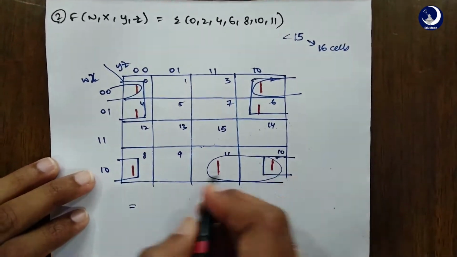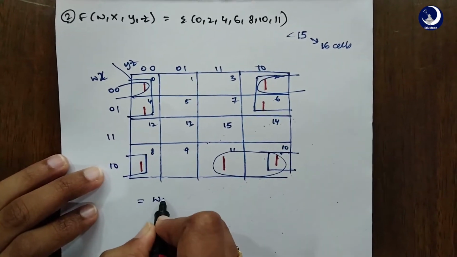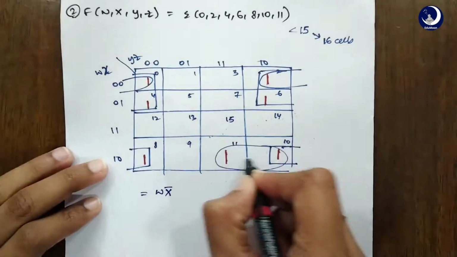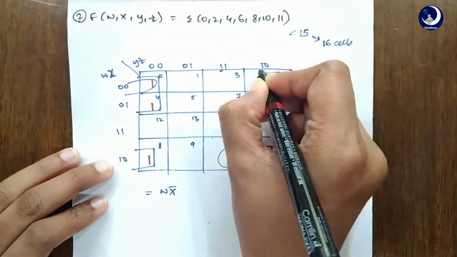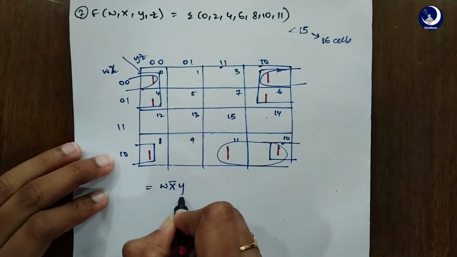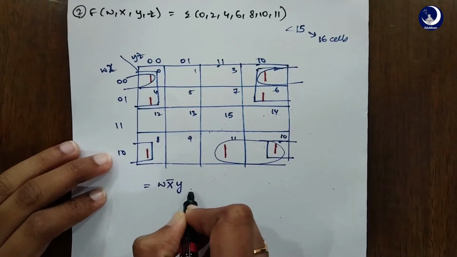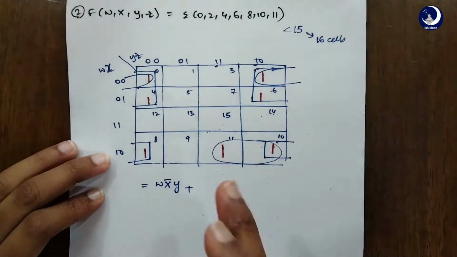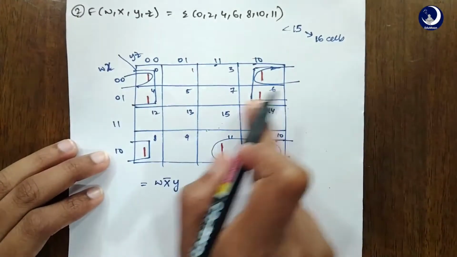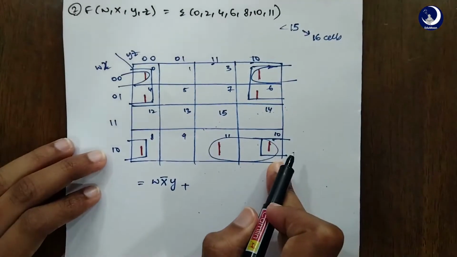This individual pair equals W x bar, and for these two it is 1 1 and 1 0. So 1 is constant here, so it will be y. So W x bar y, which is one term here. Now we have two sets of quads. We have this quad and we have this as a second quad.